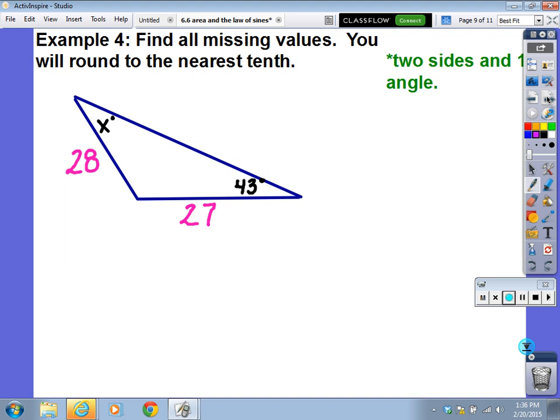Okay. So let's set this up. What do you want to find first? X, so you told me how to set it up real quick. You have 28 sine of 43.